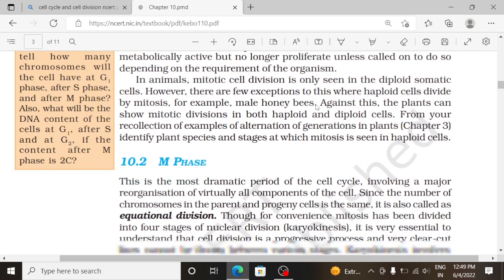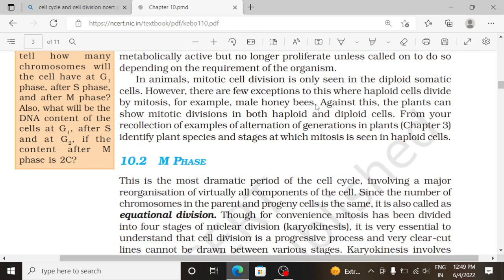depending on the requirement of the organism. In animals, mitotic cell division is only seen in the diploid somatic cells. However, there are a few exceptions to this where haploid cells divide by mitosis, for example male honeybees. Against these, the plants can show mitotic divisions in both haploid and diploid cells.